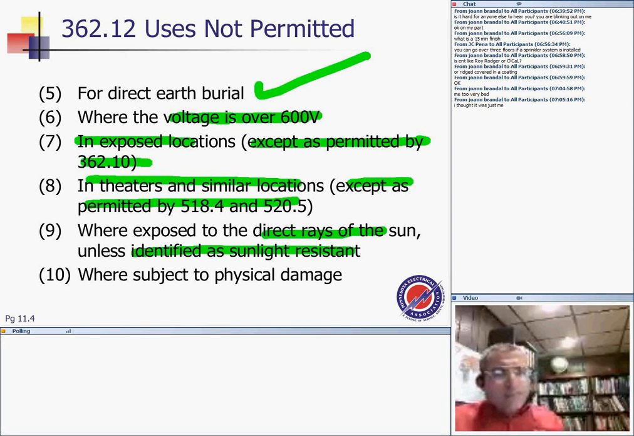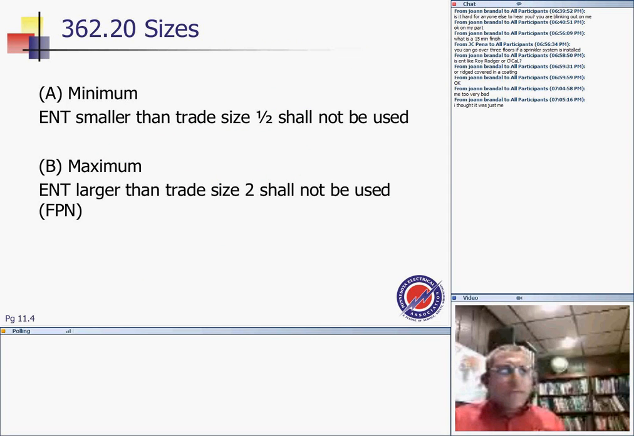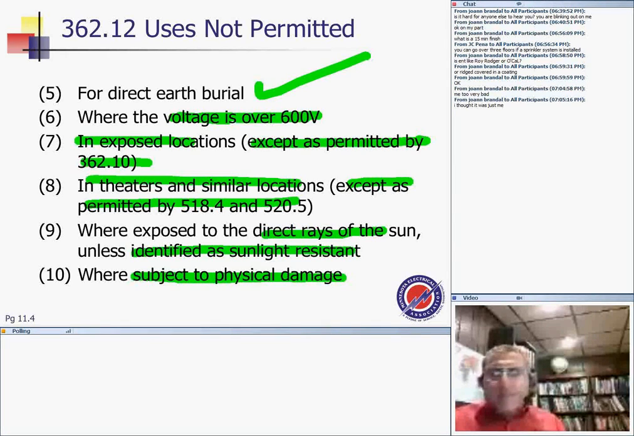That's what I hate about the code. They say no, and then they say, oh, by the way, the manufacturer has found the lube to identify some of them as sunlight resistant, then you can use them. And it's not for locations subject to physical damage. This is not your conduit of choice to protect you from physical damage. Let me just finish this one, guys, before moving on. Any questions about uses not permitted?